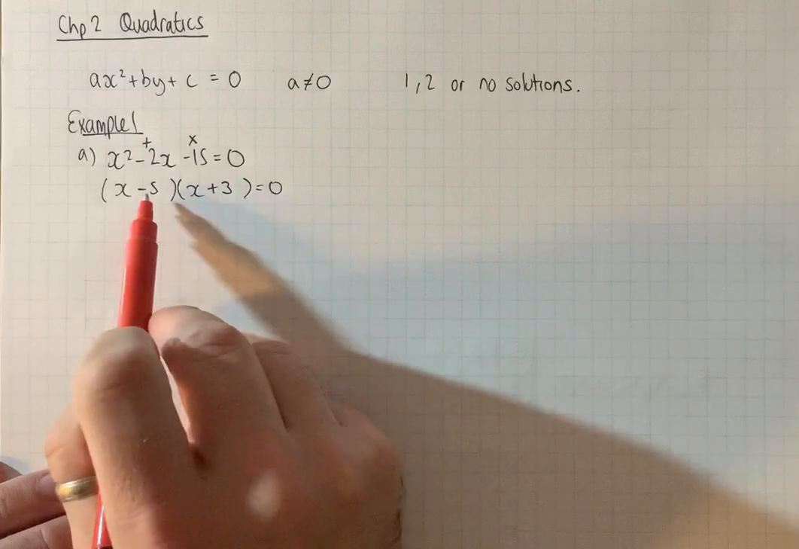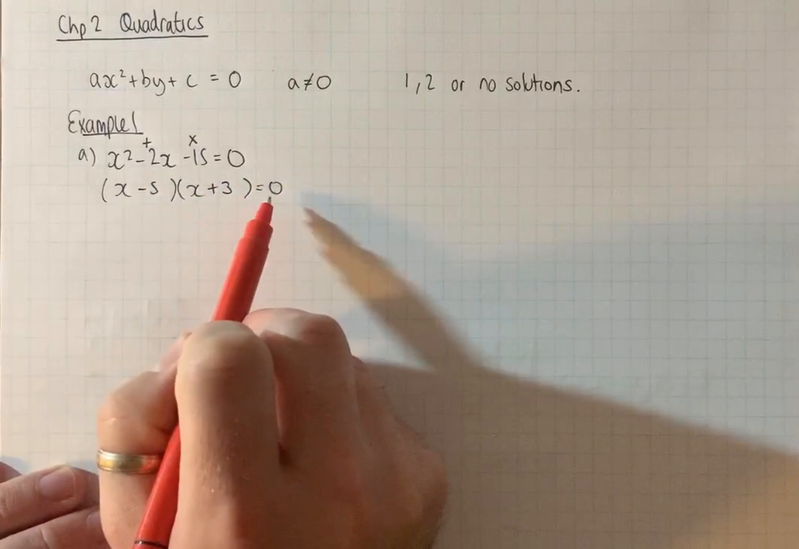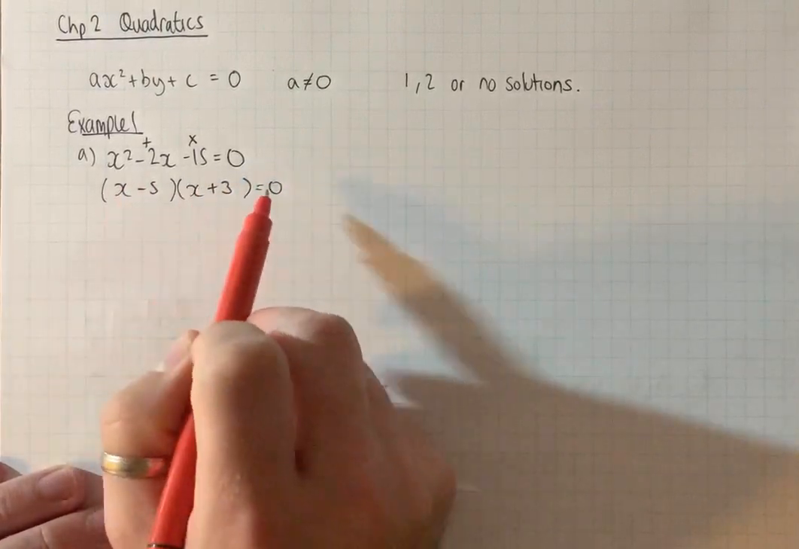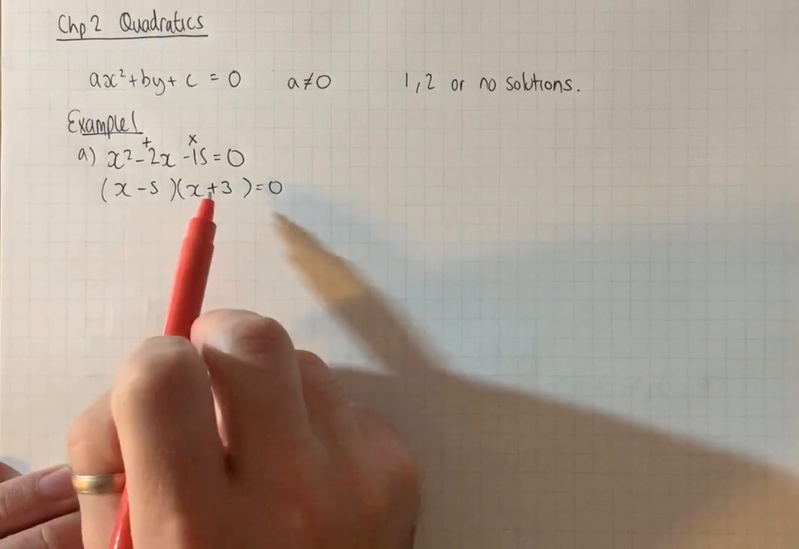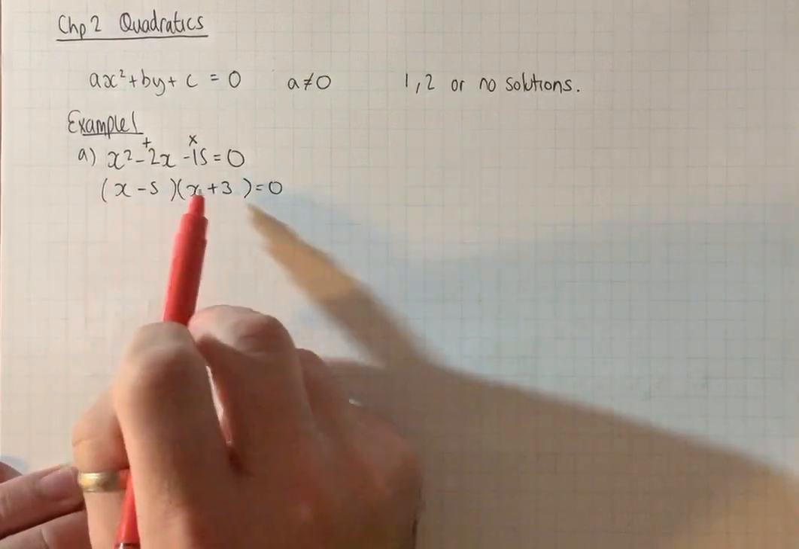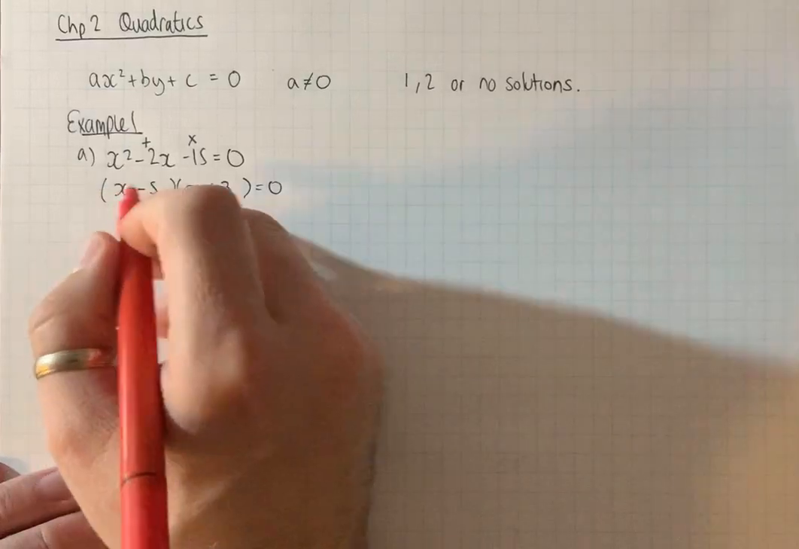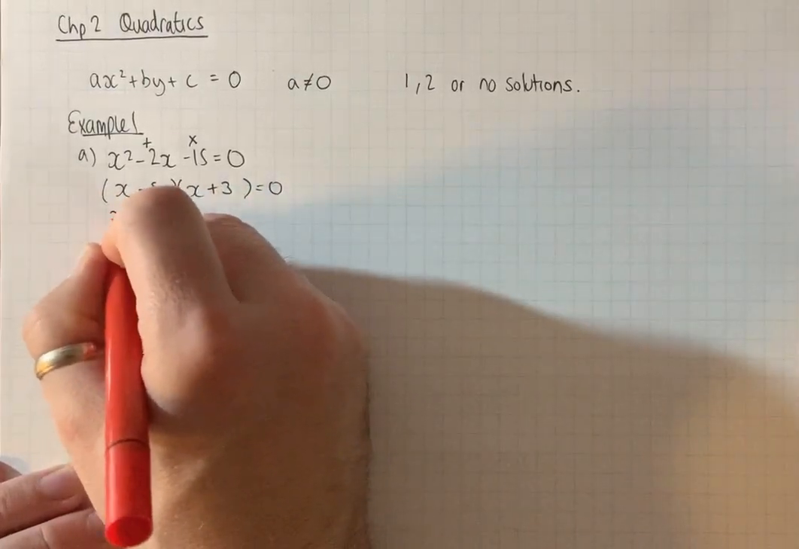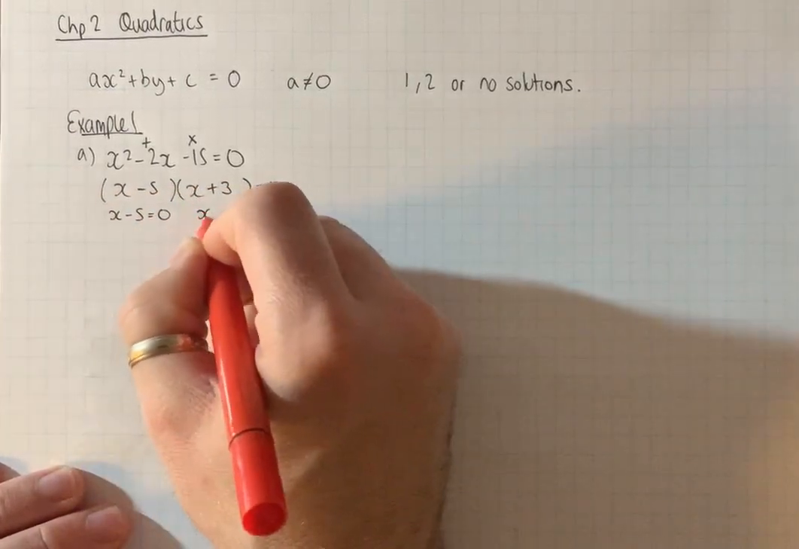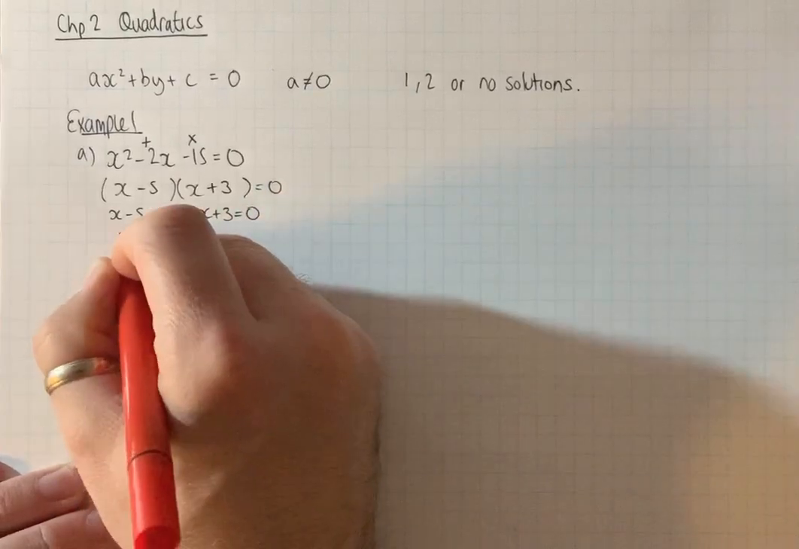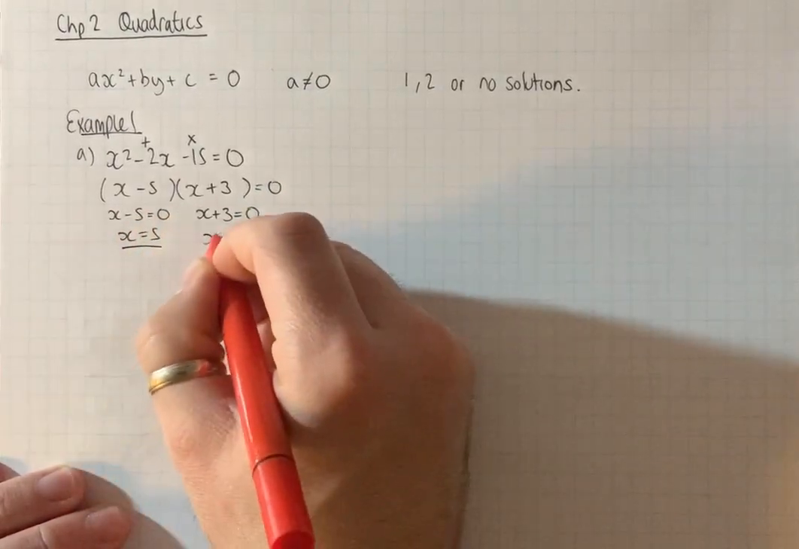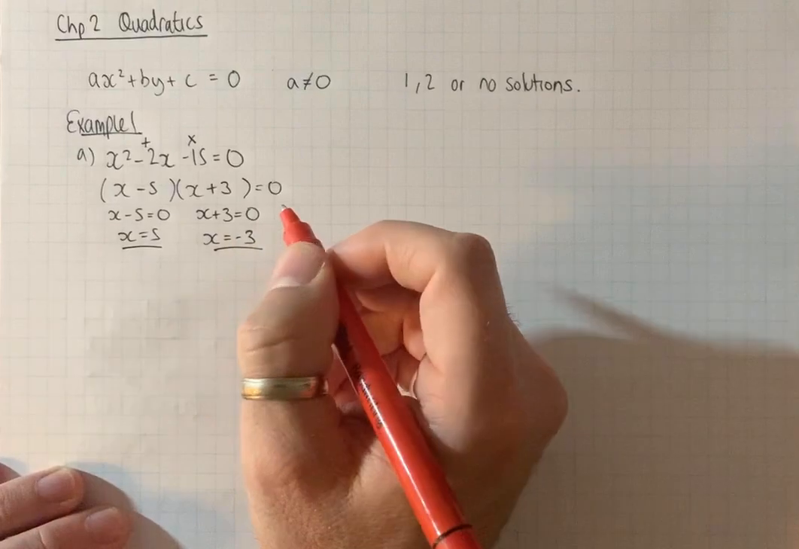So now we have two things that are being multiplied together and the answer is 0. Now that's only possible if one or both of them are equal to 0. So if this is 0 or this is 0, or both of them are 0, each of them equal to 0 is a solution. So if this bracket equals 0, or this bracket equals 0, giving us x equals 5 as one solution, x equals minus 3 as another solution.